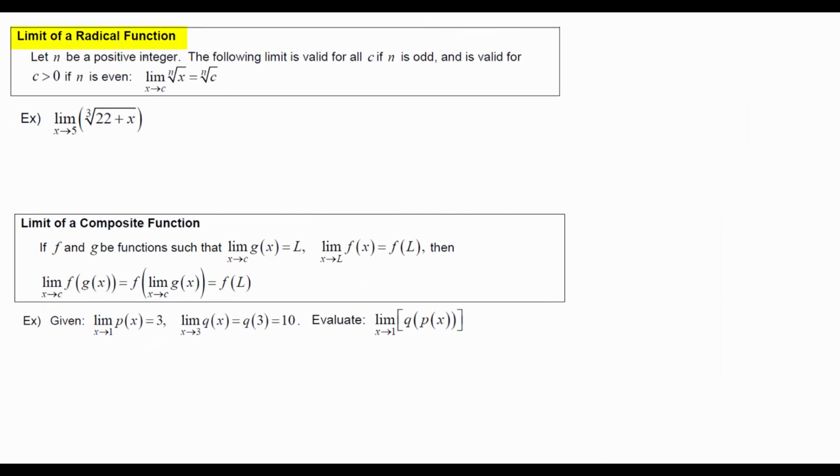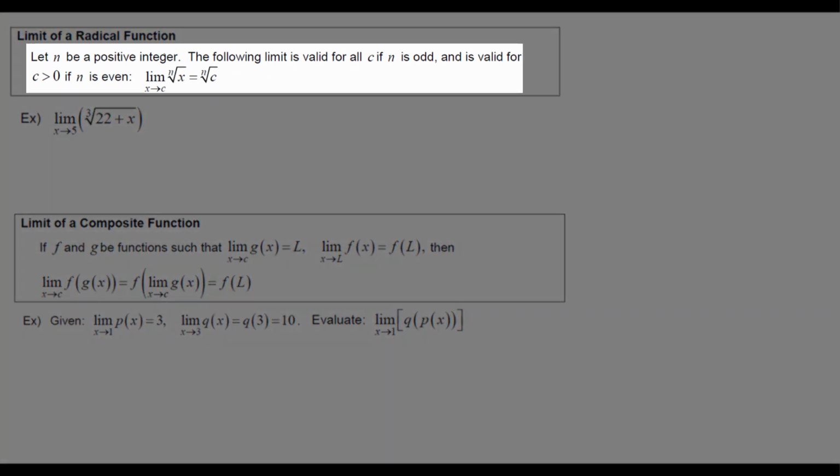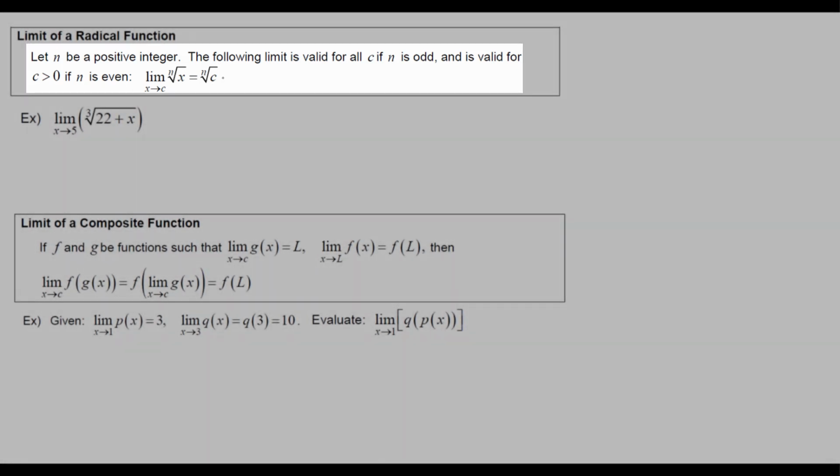Limit of a radical function. Let n be a positive integer. The following limit is valid for all c if n is odd, and is only valid for positive numbers c if n is even: the limit of the nth root of x as x approaches c equals the nth root of c.